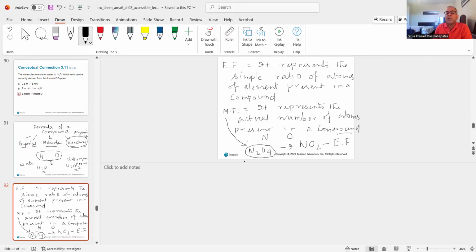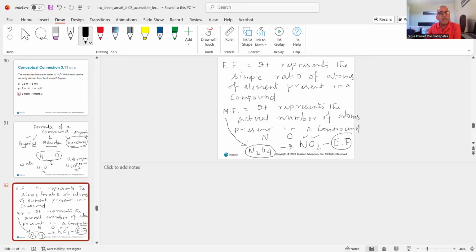The empirical formula represents the simple ratio of the atoms, nitrogen and oxygen. What is the ratio? 1:2. But in the case of a molecular formula, a simple ratio is not good enough. You have to represent the exact number of atoms present inside N2O4. So if you see a compound formula and you feel there is a common factor by which you can simplify it, definitely it is a molecular formula. But in the case of an empirical formula, there will be no such common factor.